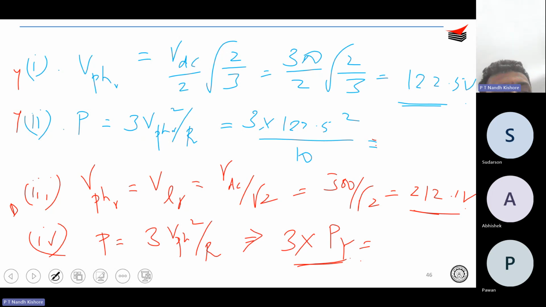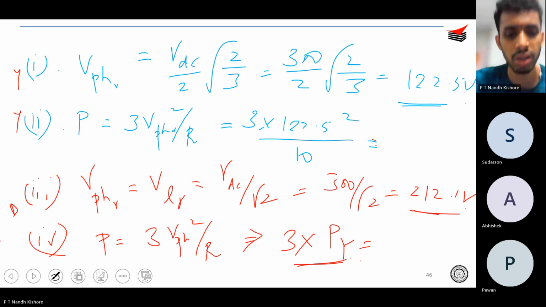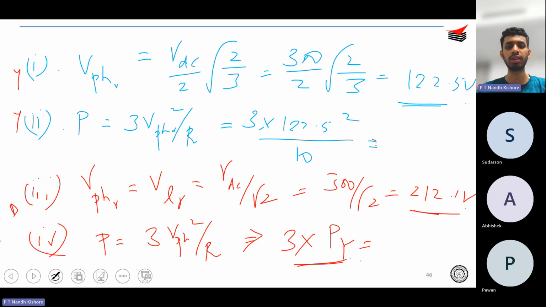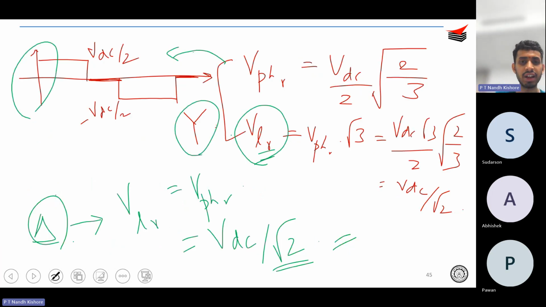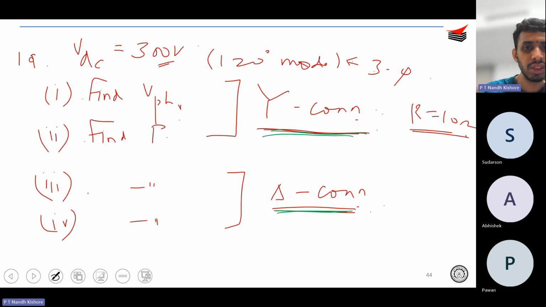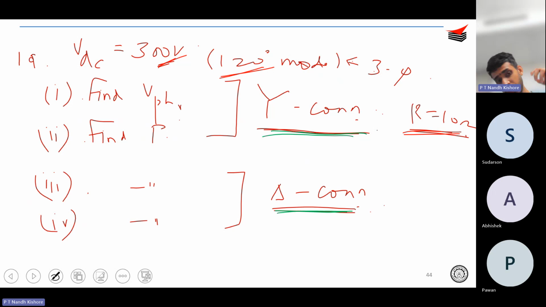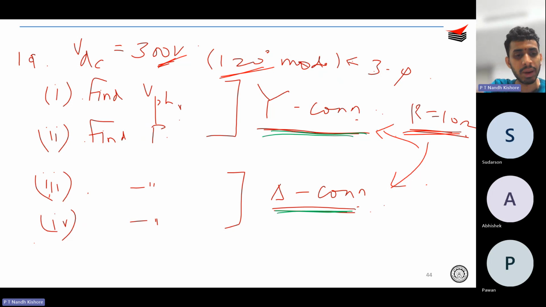Got this question, all of you? Is this question fine for you guys? That is a simple question. They have given you the DC value, the 120-degree conduction mode, and your R also. Find the phase RMS of the phase output voltage and find the output power, in case of star connection of the load, and when the same load with the same R is connected in delta.